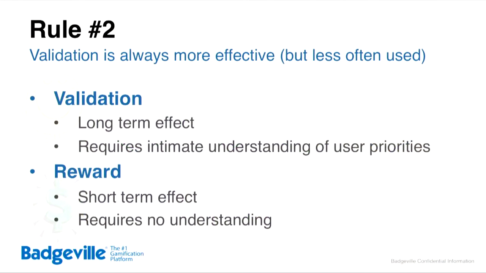So rule number 2, we have these 2 approaches. We have validation and reward. Validation is always more effective, but it's less often used. And you might wonder, okay, well, if it's better, why aren't people using it? And the answer is it's harder to do. It takes a little more thought. Research has shown that extrinsic rewards lose effectiveness rather quickly.